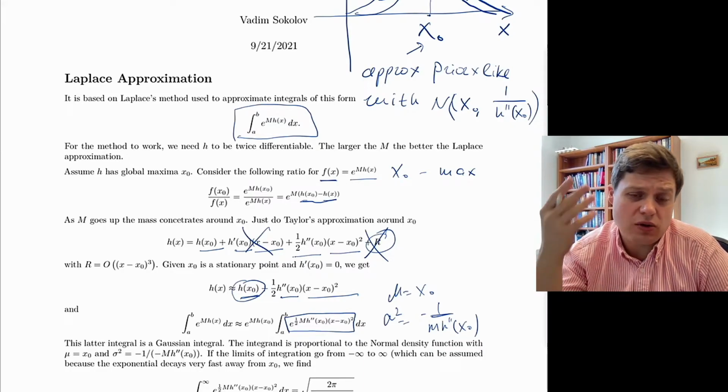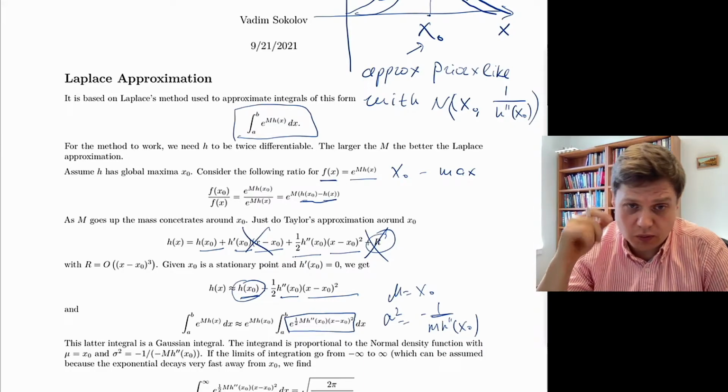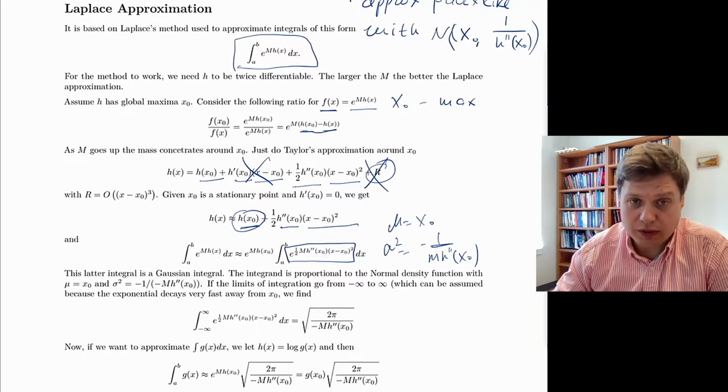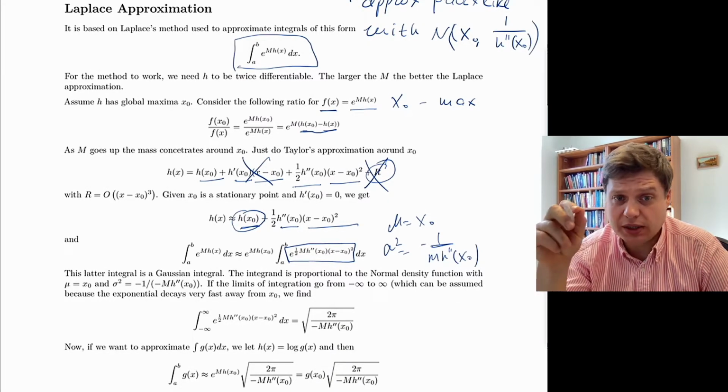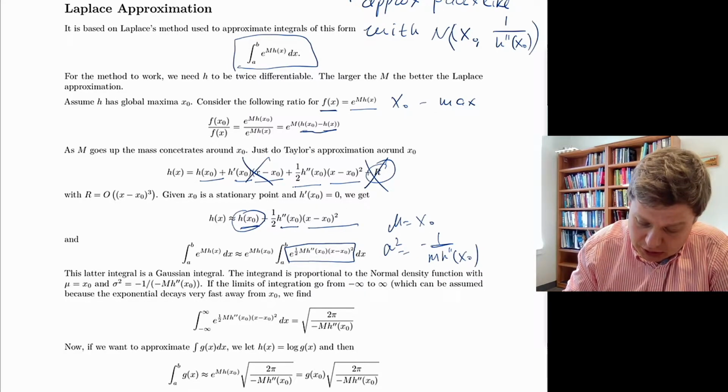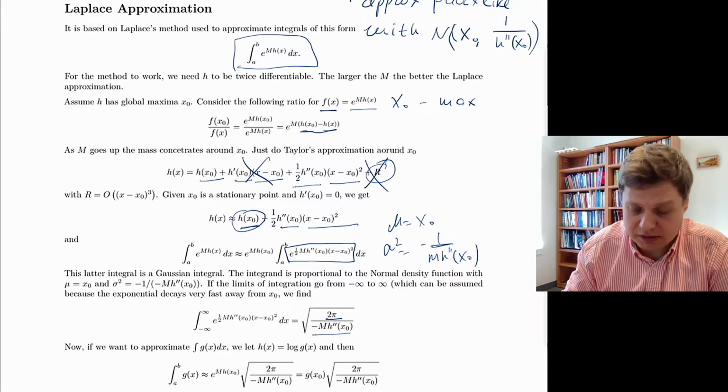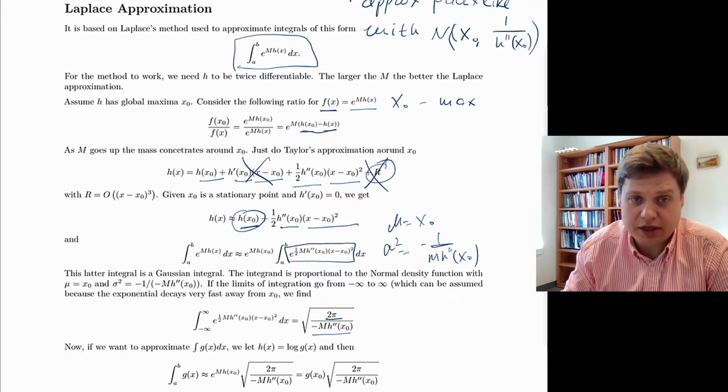So it's actually called the Gaussian integral. We can integrate it, we can calculate, and we know that it's, you remember, square root of 2 pi sigma squared is the normalizing constant for the normal. So it's 2 pi times the sigma squared, and sigma squared is -1 over m times the second derivative of h at x naught, and then we take a square root of that.